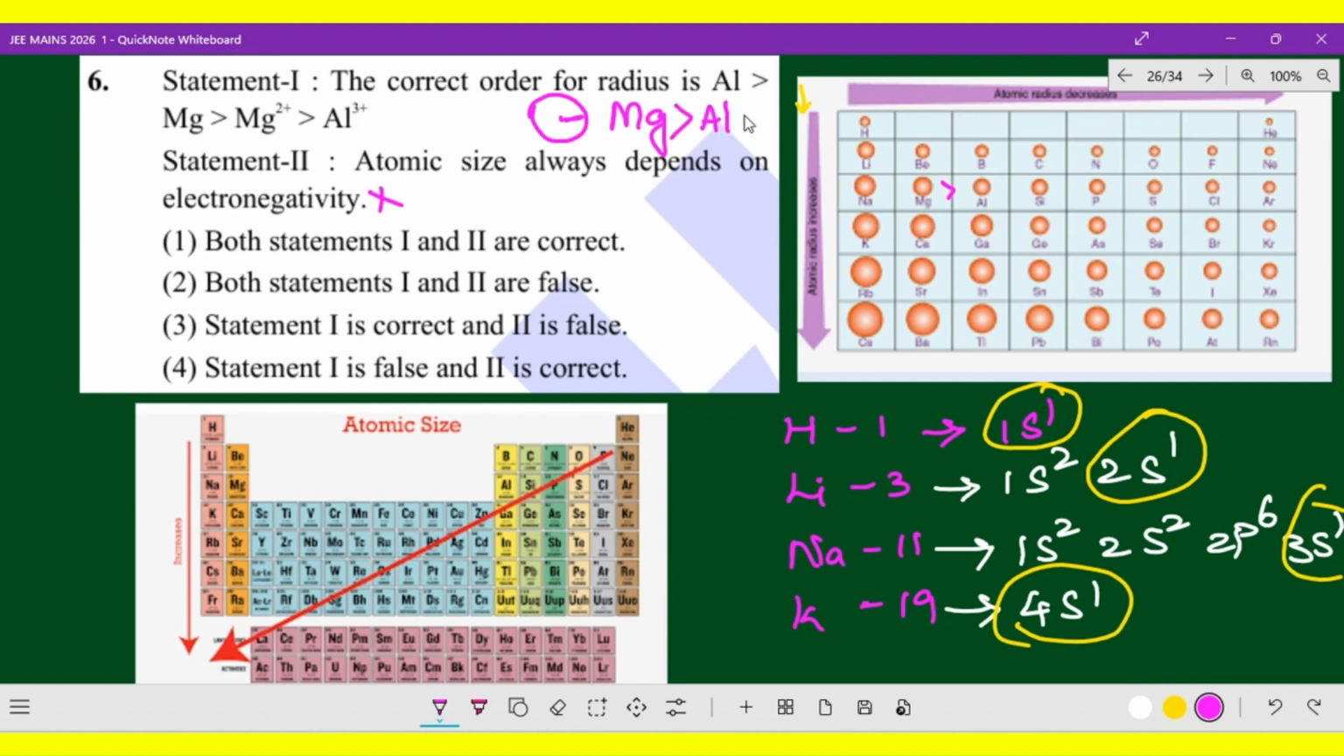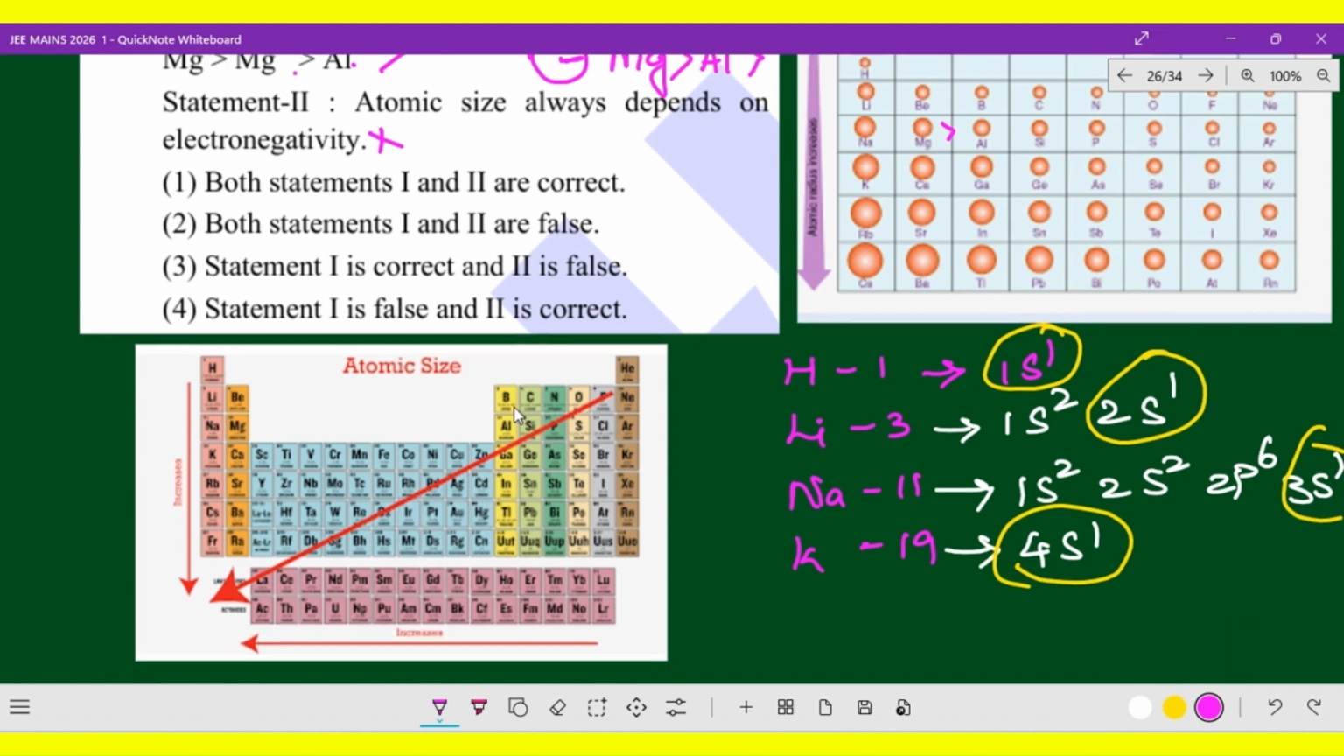Then next to that, Mg2+, then Al3+. Okay, fine, this is true. But Al greater than Mg is totally wrong, because magnesium is here and aluminum is there. Magnesium's atomic size is bigger than aluminum. Why? Because from left to right in the periodic table, atomic size is decreasing. Hope you got the clarity. Even this picture shows that very clearly. Come on, let us go to the next question.